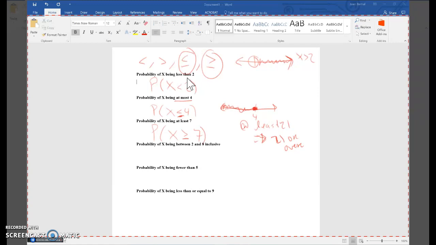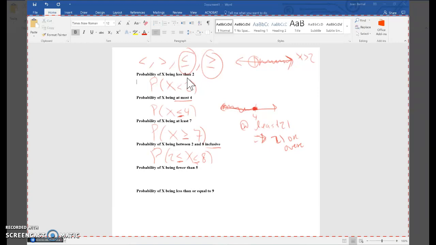All right, probability of x being between 2 and 8 inclusive. This inclusive just means that they're both included. The way that we write this is very self-explanatory. X is just between 2 and 8, and we are including them. That's all it is.